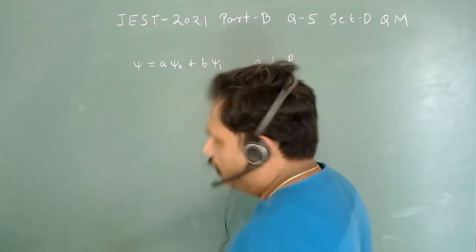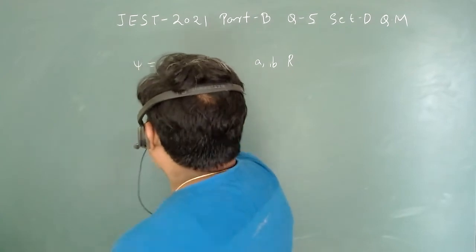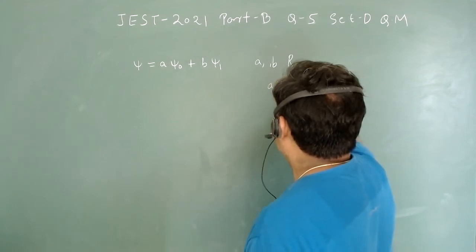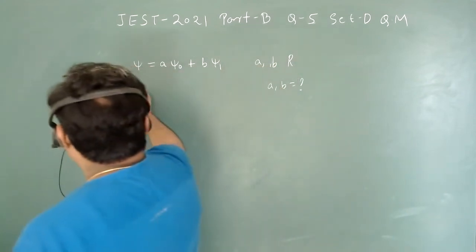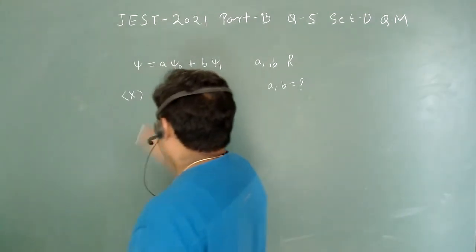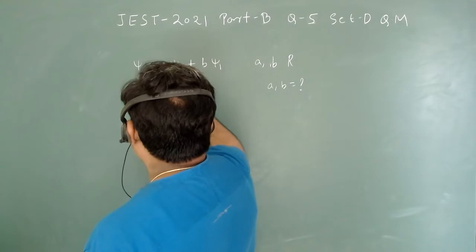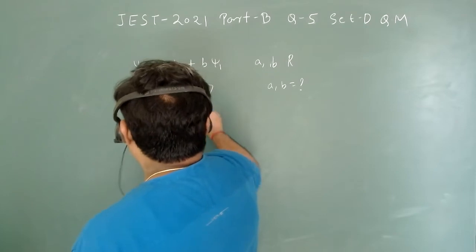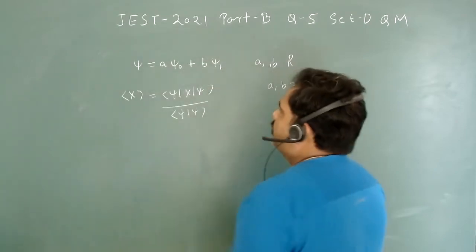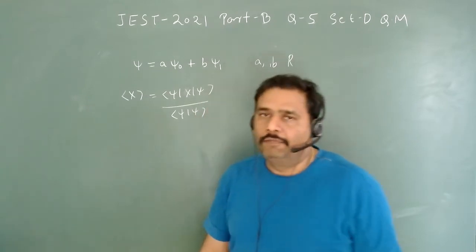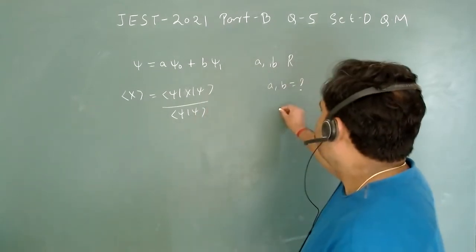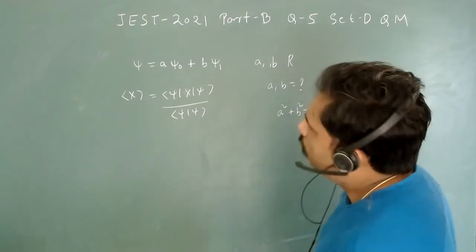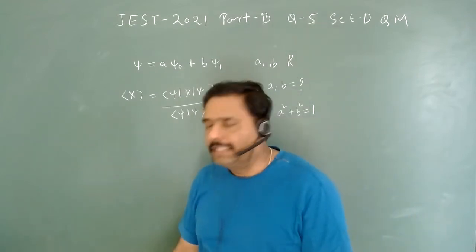Where A and B are real. What we have to do is find the values of A and B such that the expectation value of X on state psi, that is, psi X psi, is maximum. This is the problem we have to solve. We can assume the constraint that A square plus B square is equal to 1, because psi must be normalized at the end.